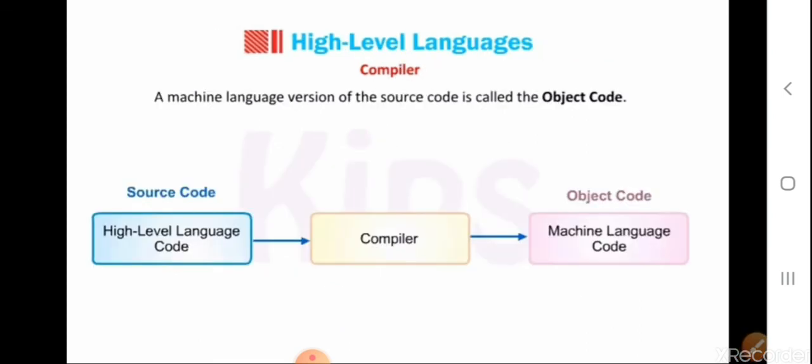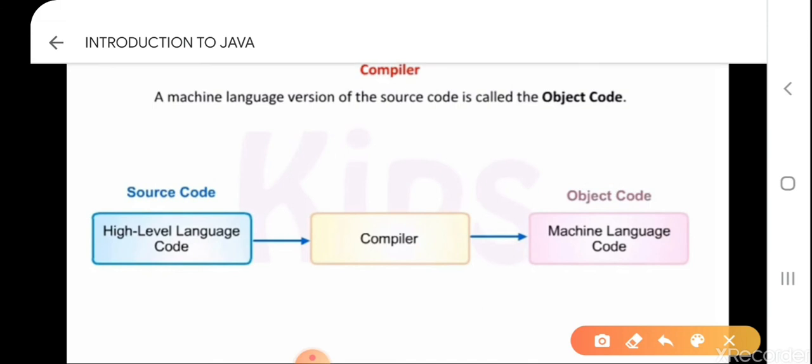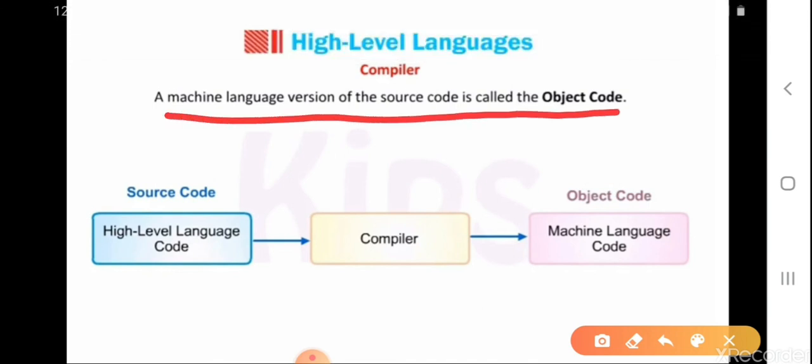A machine language version of the source code is called the object code. See, this is the definition that I was talking about. What is the object code? The machine language version of the source code. Source code is the program written in the high level language, and when we translate this high level language into machine language, it is called the object code.